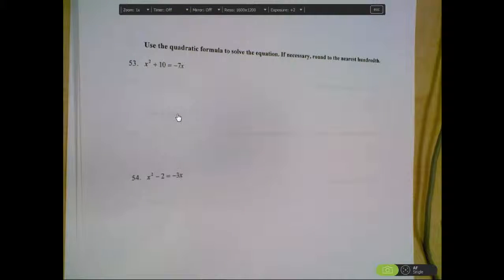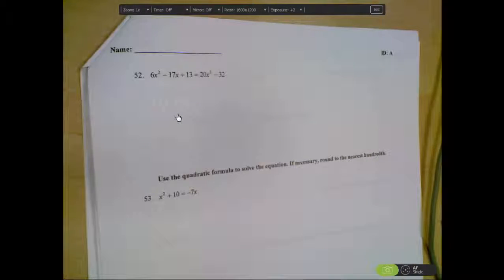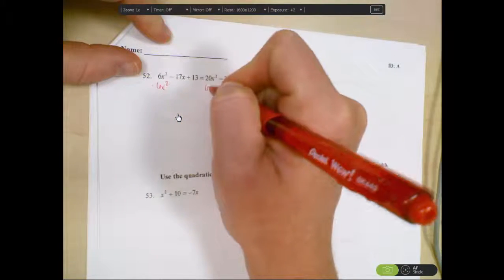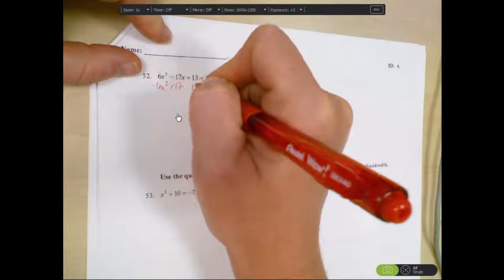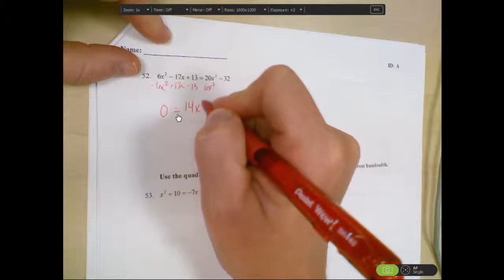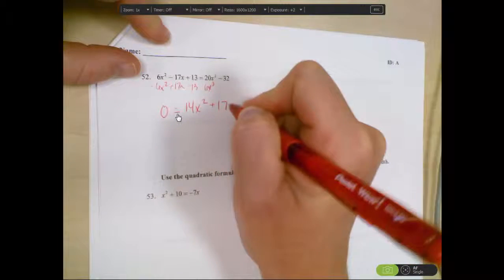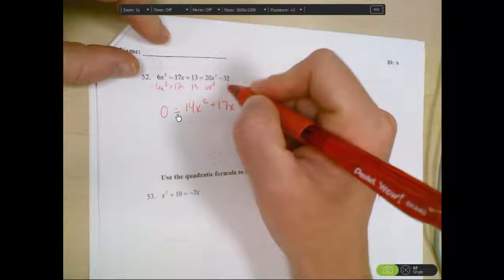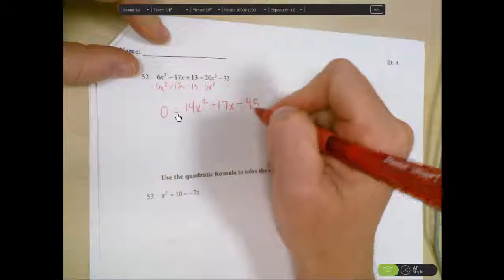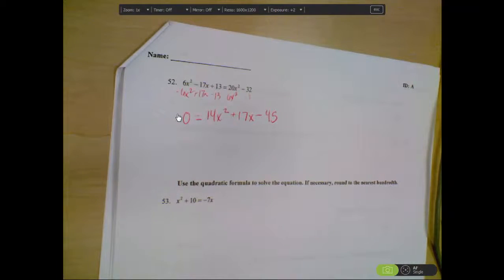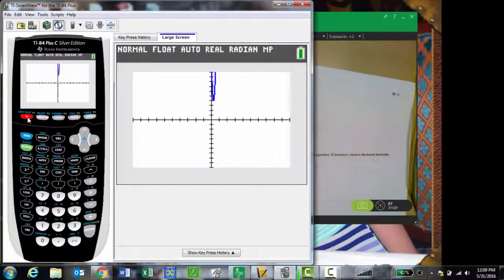All right, last part. Solve this baby. So we've got to get everything equal to 0. I am going to subtract 6x squared from both sides, add 17x, and subtract 13. So I get 0 equals 14x squared plus 17x minus 45. I'm going to solve this one by graphing, just for fun, so we can practice that.